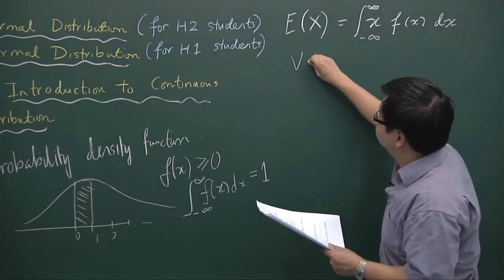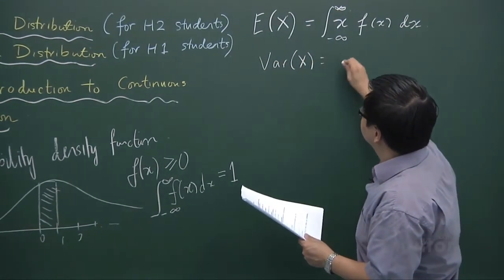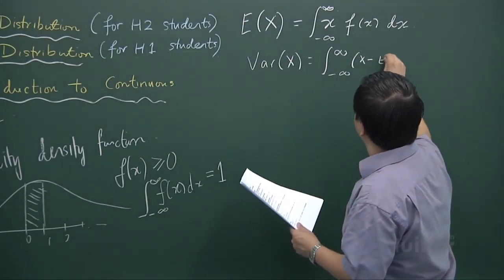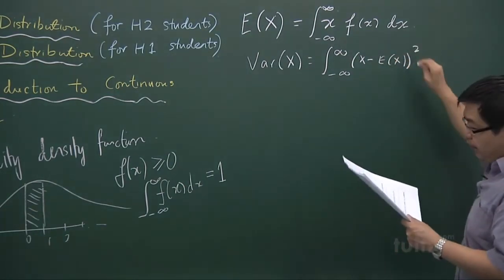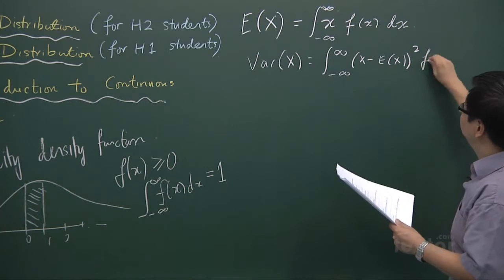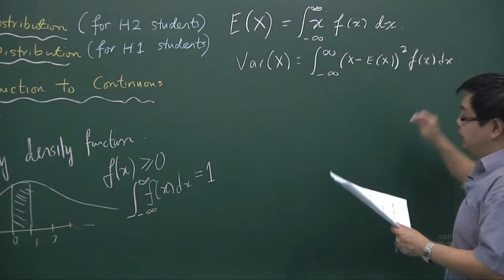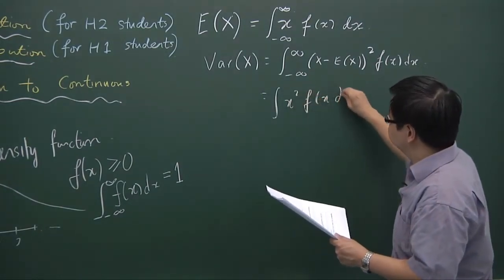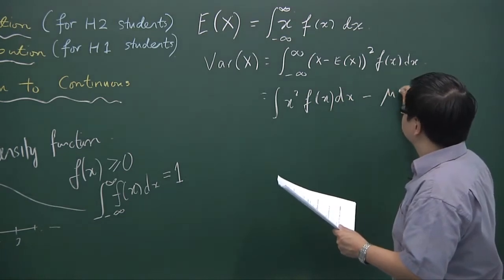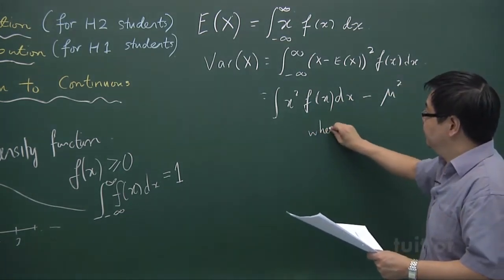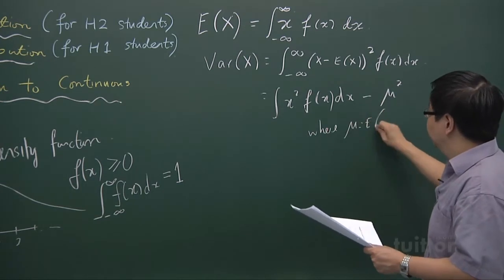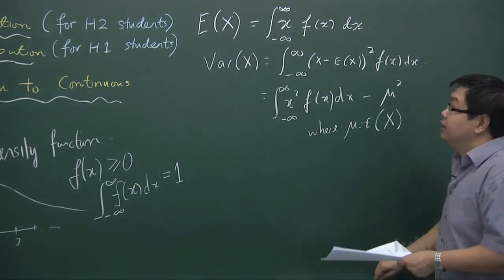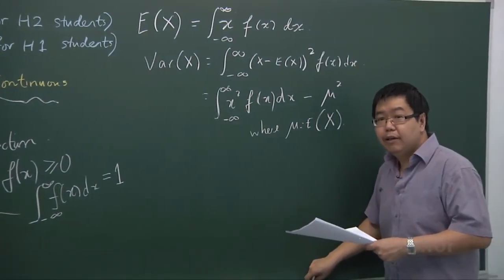And the variance of x is of course given by the integral from minus infinity to infinity of (x minus expectation of x) squared times small f of x dx, which can be simplified to this form, where mu is the expectation of x.